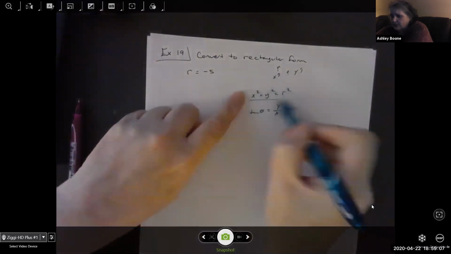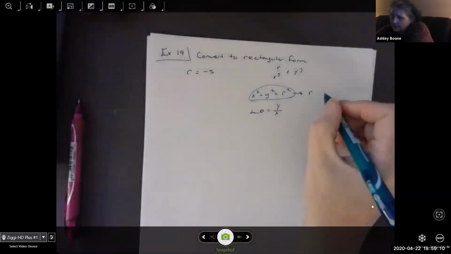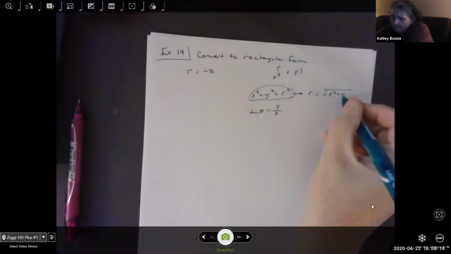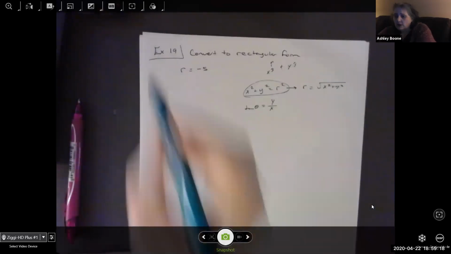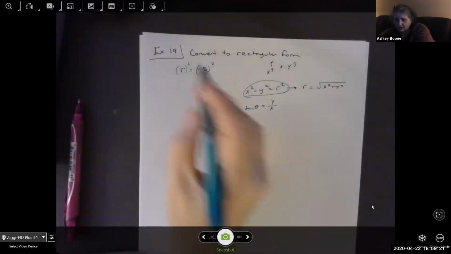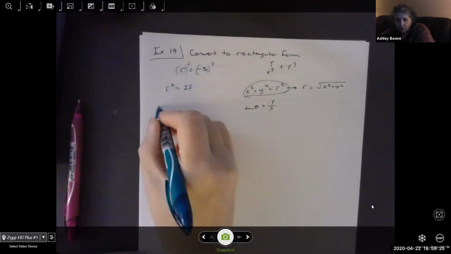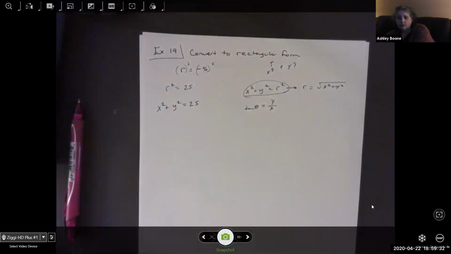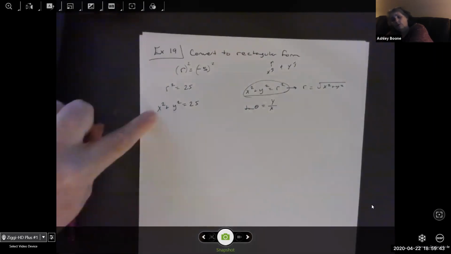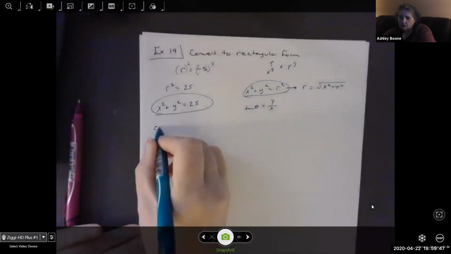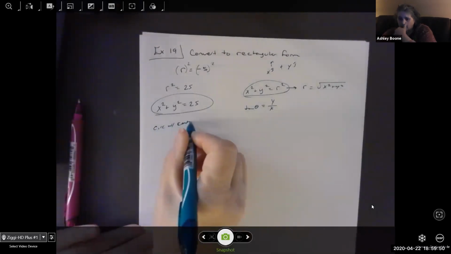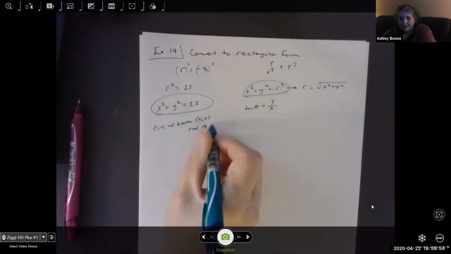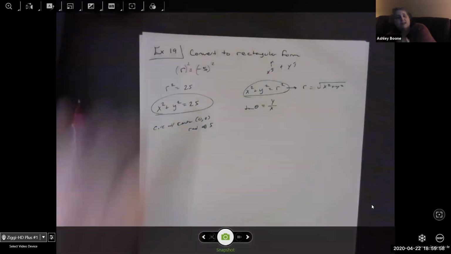r squared is equal to x squared plus y squared, so that means that r would be the square root. You could think of it like that, or you could think of squaring both sides of this equation. This would give us r squared equals 25, and we know r squared is x squared plus y squared. So we have x squared plus y squared equals 25. We have x's, we have y's. We actually already have this in the form. This is a circle with a center of (0, 0) and a radius of 5.